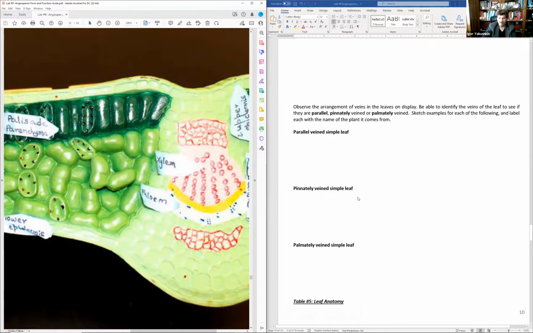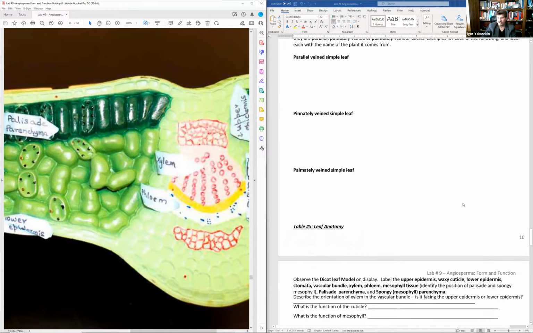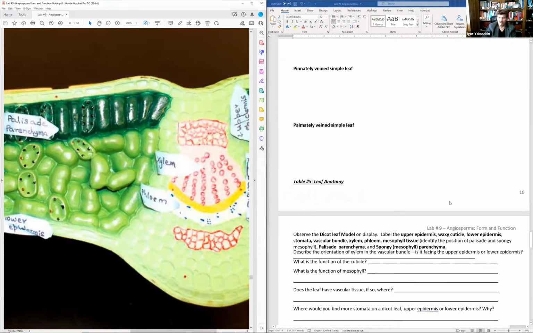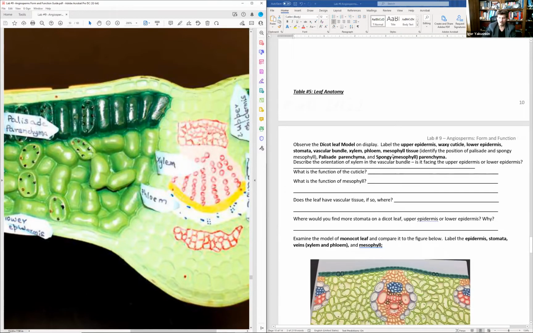Parallel venation, pinnate venation, palmate venations. Already did all that, and now we're going into a leaf. So yes, spongy mesophyll, mesenchyma, or parenchyma, same thing. Don't worry about the terms. Don't let the terms confuse you.